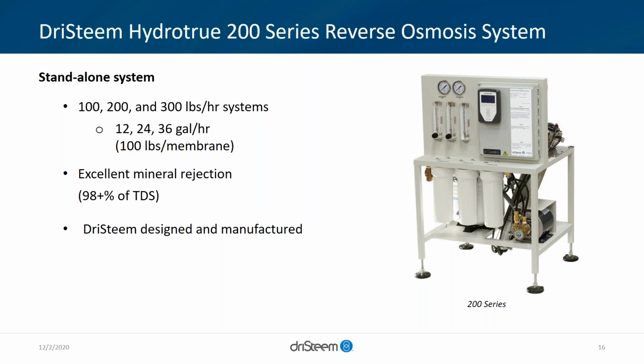So this is a standalone system. The RO200 series has 100, 200, and 300 pounds an hour. There's the equivalent gallon per hour rate. This is definitely an offering that's more on the light commercial or a smaller usage perspective. We design these in Eden Prairie, and we manufacture them in Eden Prairie.